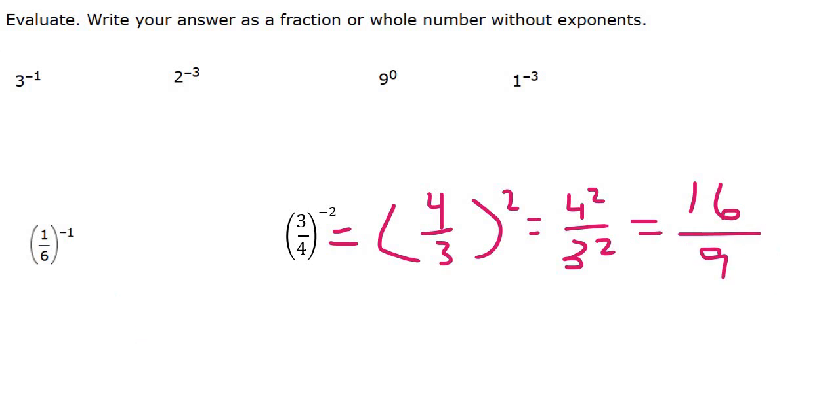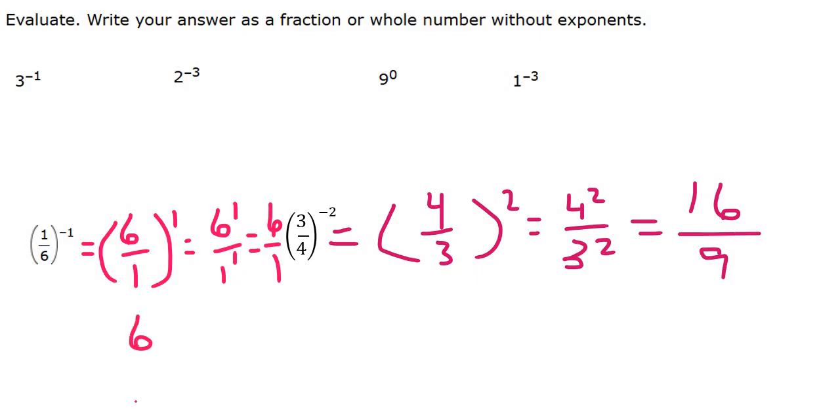So for the one to the left of it, 1 over 6 to the negative 1 power, again, it's the same idea, the stuff in the fraction there gets flipped over, so this is going to be 6 over 1 to the first power. And this might seem pretty obvious: 6 to the first power is 6, and 1 to the first power is 1, and 6 divided by 1 is just 6.